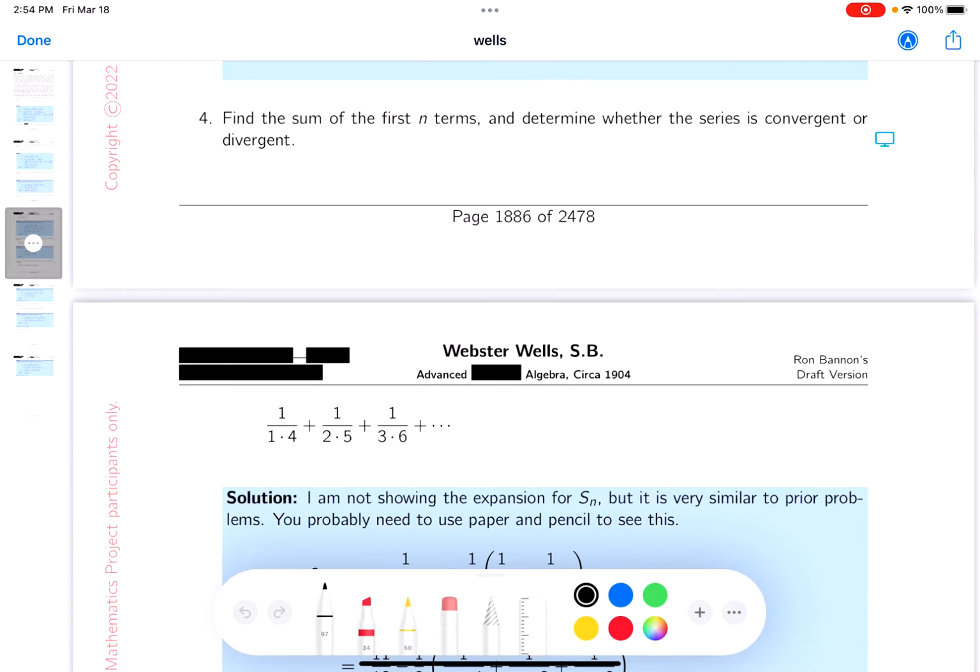Again, I don't see this problem as being any different from the prior problems at this point. Now, certainly they could be more challenging, but for the most part, the first three problems are kind of straightforward. They actually look very similar.